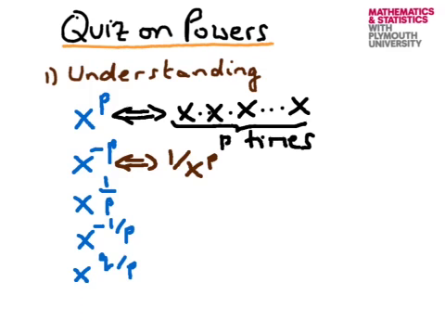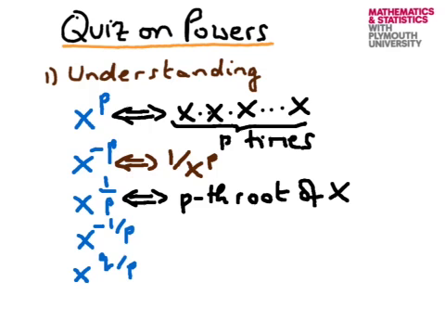The third question, what does x to the 1 over p mean? It means the pth root of x. In other words, it means a quantity or a number which, when you multiply it by itself p times gives you x. Similarly, x to the minus 1 over p, just as here, means 1 over x to the 1 over p. That's all the minus sign means. So this is 1 divided by the pth root of x.